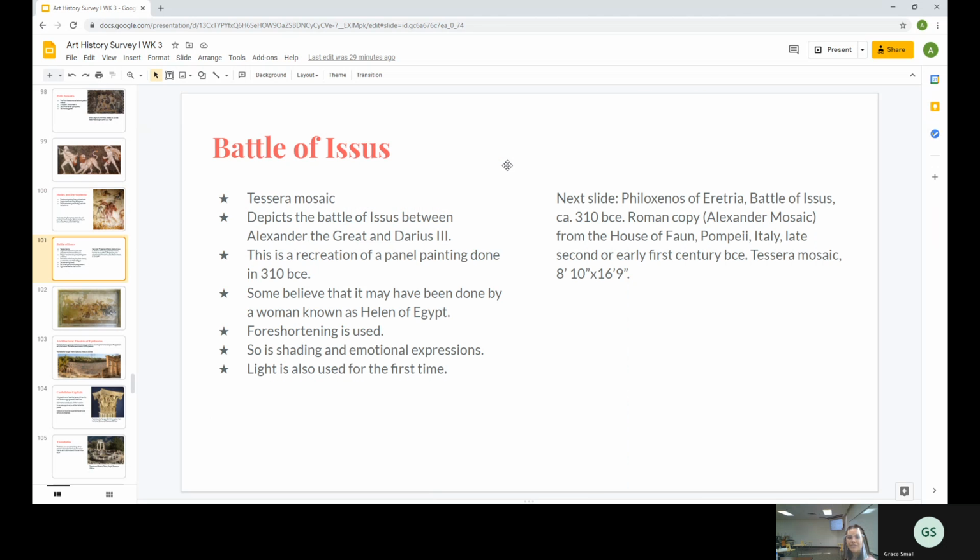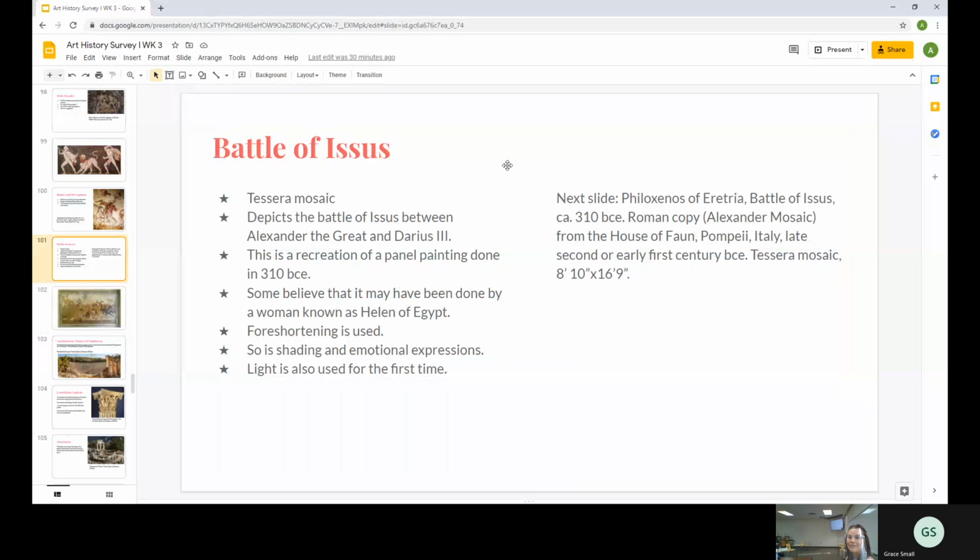But yeah, Battle of Issus, another one. This is a tessera mosaic. Tessera is using small glass stones like a traditional mosaic, instead of pebbles. We're going to see more tessera mosaics next week. It illustrates the battle between Alexander the Great and Darius III. There is foreshortening used. There are also emotional expressions. There's shading. There's a lot of detail happening, and there's a whole lot going on in this mosaic. Originally, people thought it was possibly done by a woman named Helen of Egypt. We don't know. It really just depends on who you're asking.